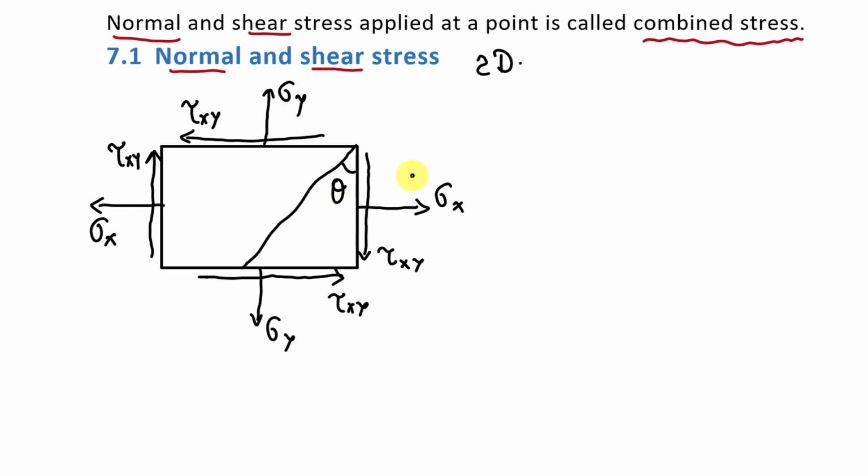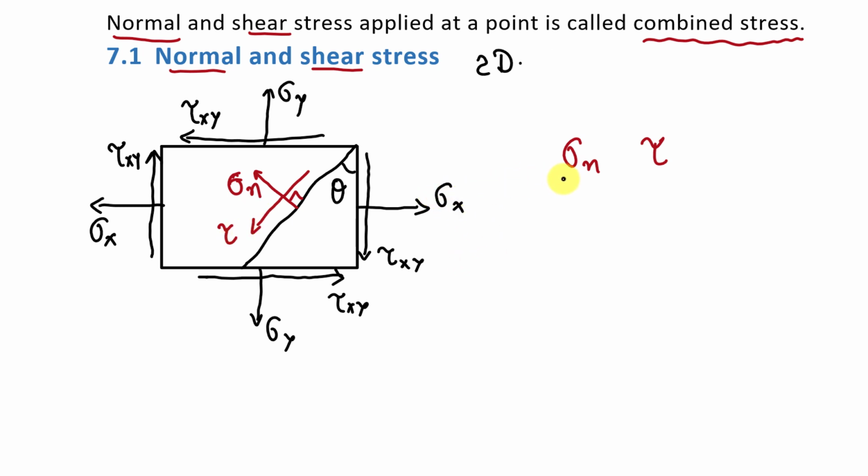Now we are going to derive the formula to find out normal stress and shear stress on this plane which is inclined at theta angle. Fine? Now on this plane there will be normal stress in this direction, right, sigma n, and this direction is perpendicular, and there will be shear stress on this plane which will be in this direction, means it will be parallel to this plane, and it is tau.